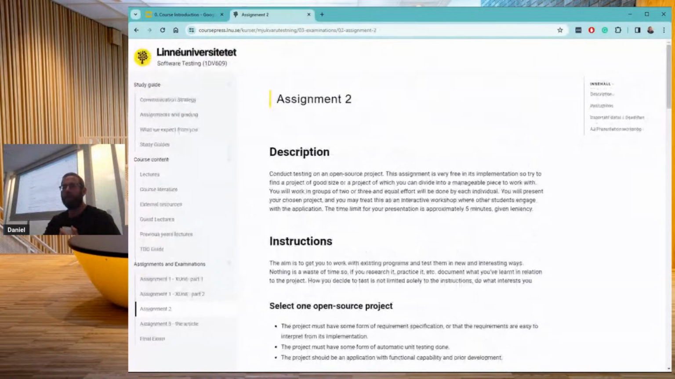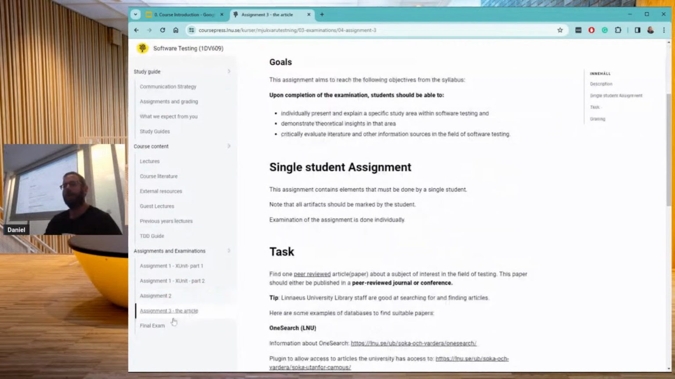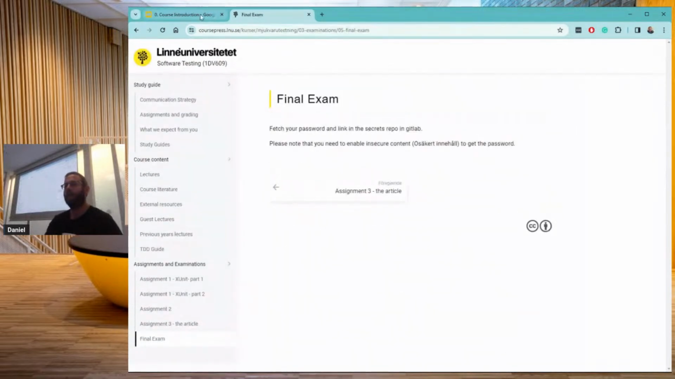And then we have assignment 2, and that is a huge assignment. It's a big one, so you need to start early. You're going to need to start before Christmas, and then it's going to be presented after New Year's. And we also have a third assignment, and then we have a final exam.